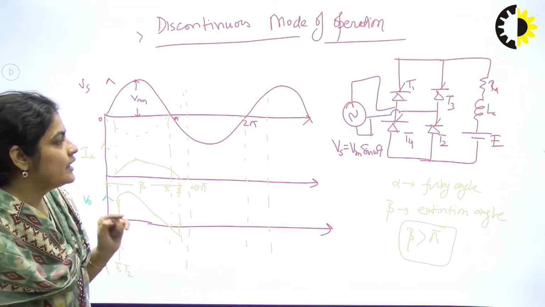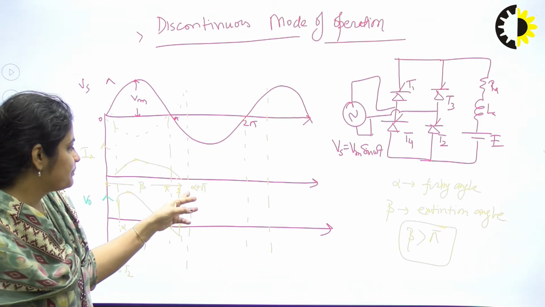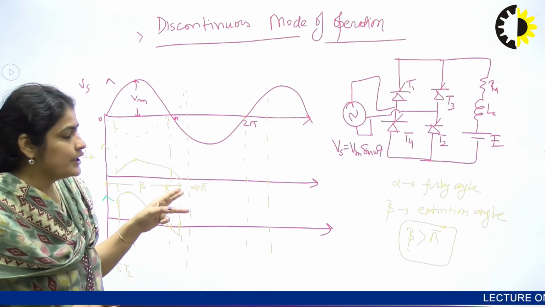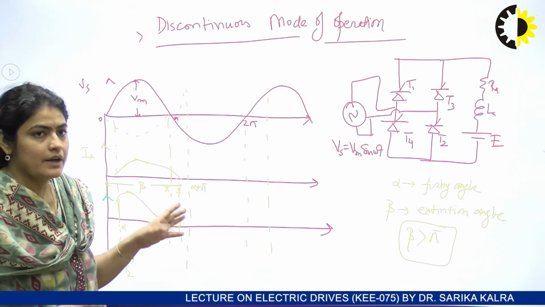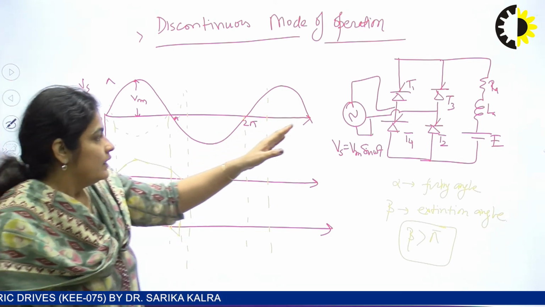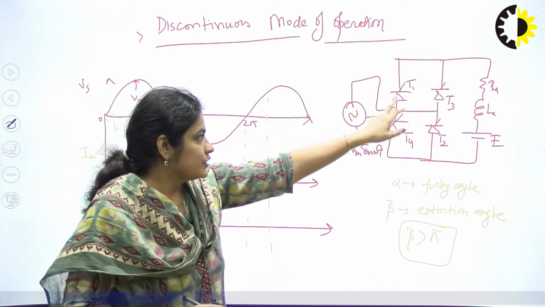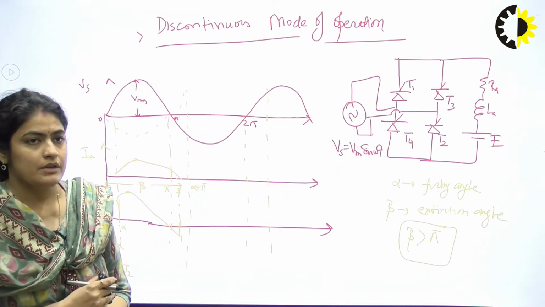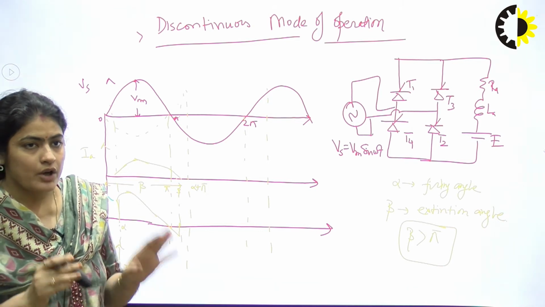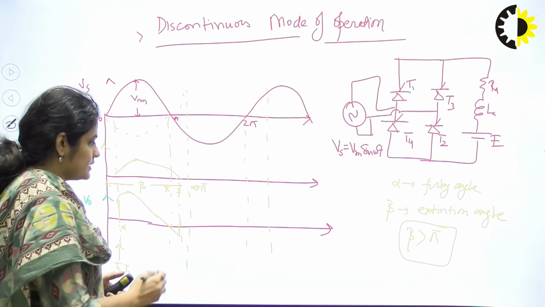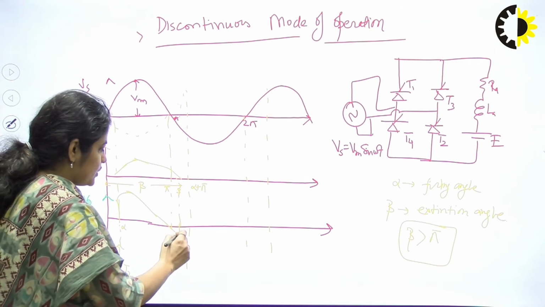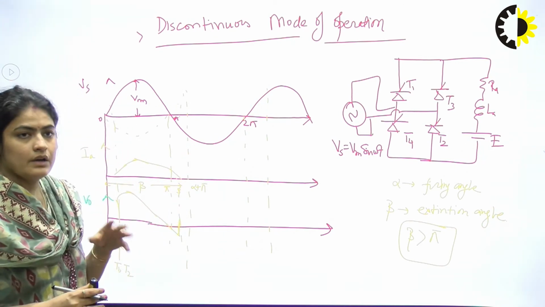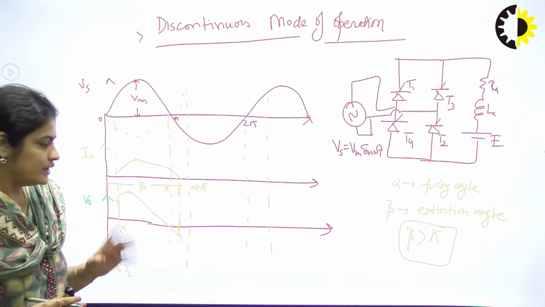So when T3 and T4 are forward biased at pi plus alpha, because at beta the T1 and T2 will be turned off now, right? Because the current will now be 0, and if the current is 0 here, T1 and T2 turn off, and T3 and T4 are also not on, it is in blocking state. So during beta to pi plus alpha, you are getting only this voltage E, right? Because all switching devices, T1, T2, T3, T4, are not working.